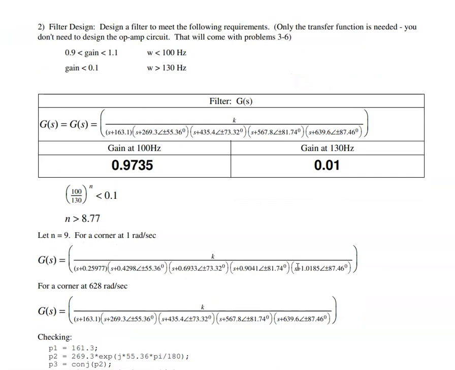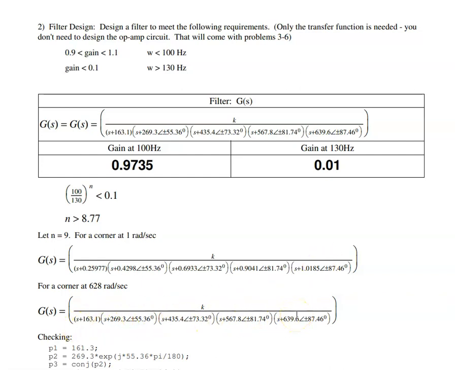Problem 2 is a tougher design. I want the gain to drop down to 0.1 when I'm only 1.3 times higher, when I go from 100 to 130 Hz. In that case, you calculate the number of poles you need. I need at least 8.77 poles, so let's round up to 9. A ninth order Chebyshev filter has this transfer function. Scale the poles by 628, for 100 Hz, and here's what the poles are.